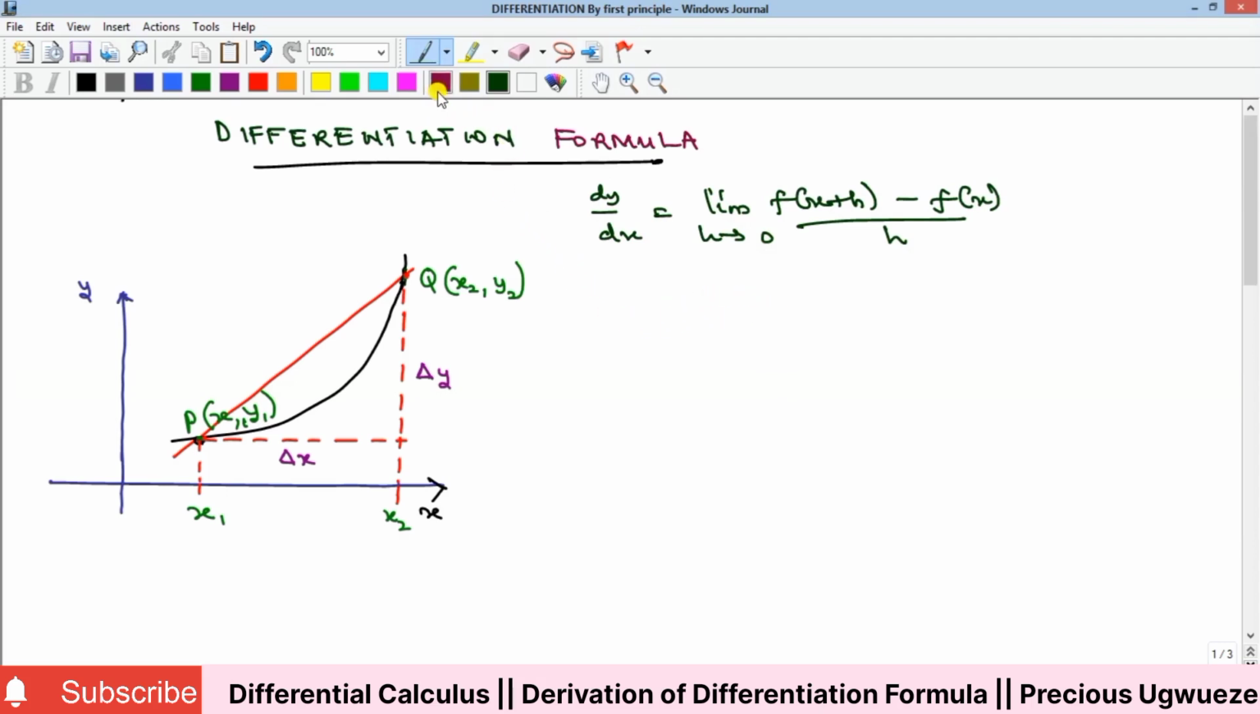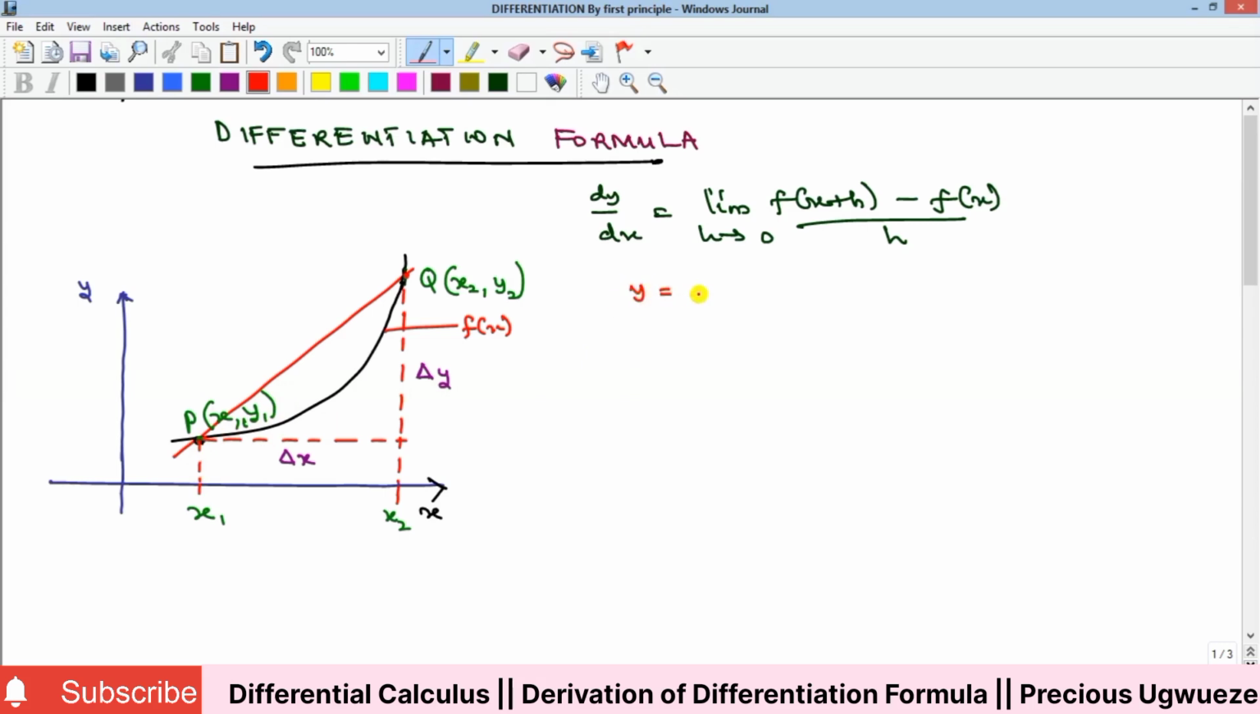Now, if we look at the graph we have here, this is the function that we want to find its derivative, the f of x, that's the y function. Whenever we want to look for the derivative of a function, we look for it at a particular point. So we are assuming that we're looking for the derivative of this function at point x1.